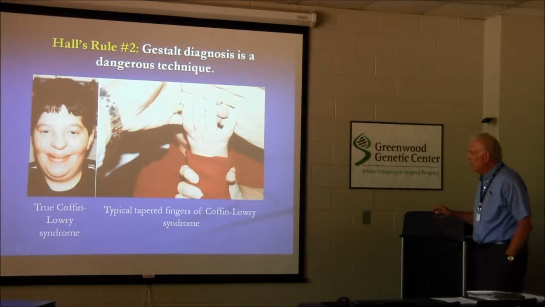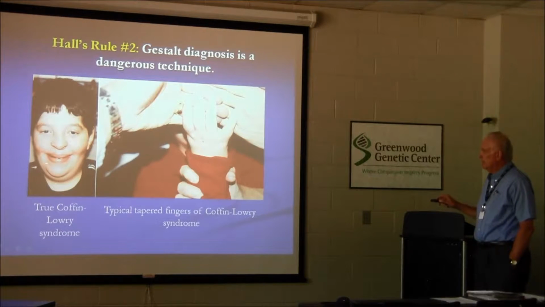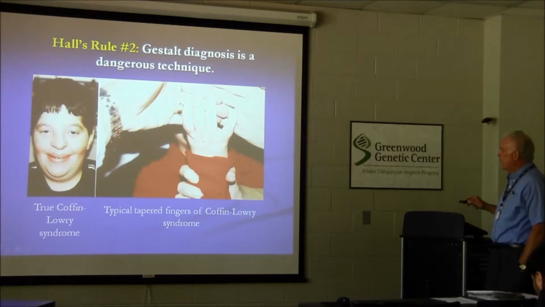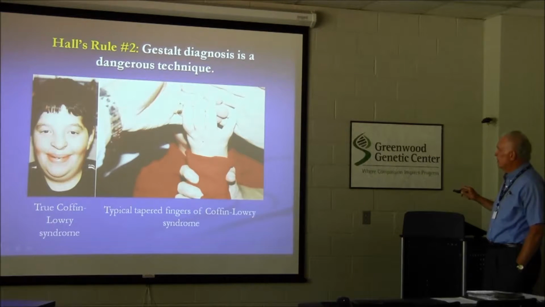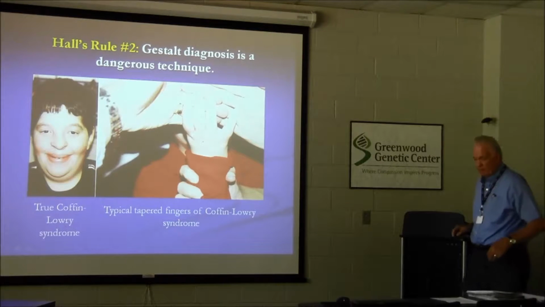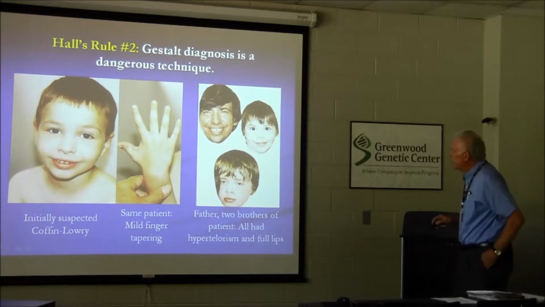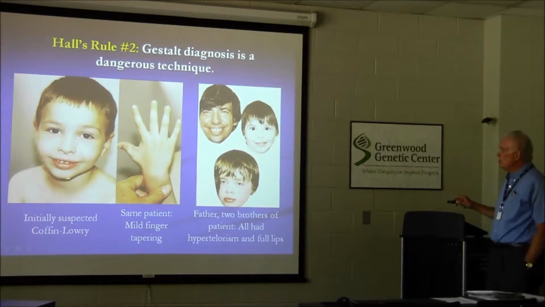Here's a boy who has true Coffin-Lowry, wide-spaced eyes, large mouth with everted lower lip, and this is another unrelated individual who has the typical proximal puffiness and distal tapering that's so characteristic of this particular disorder. And here's a family that I recently thought this boy could have Coffin-Lowry. There was mild tapering.